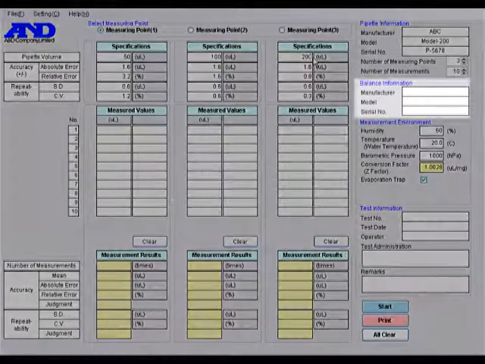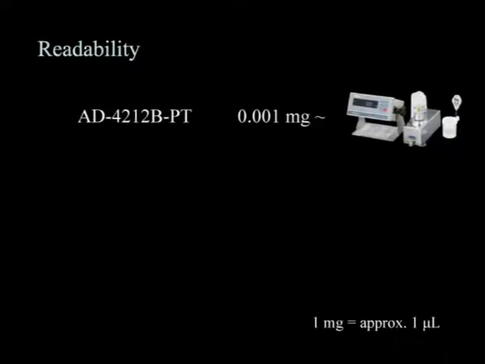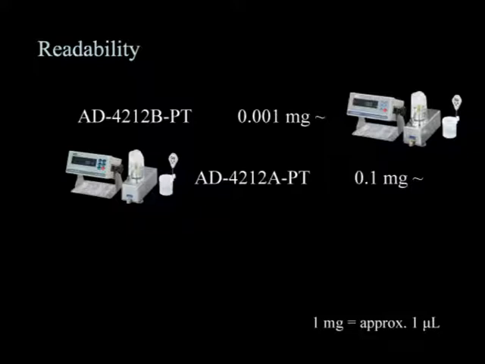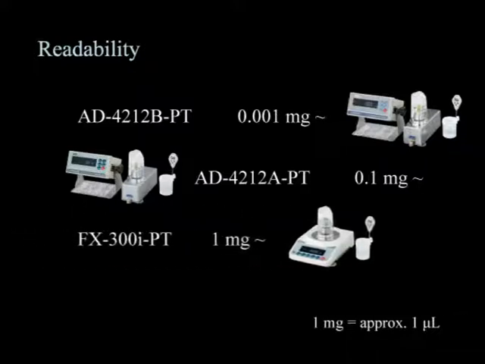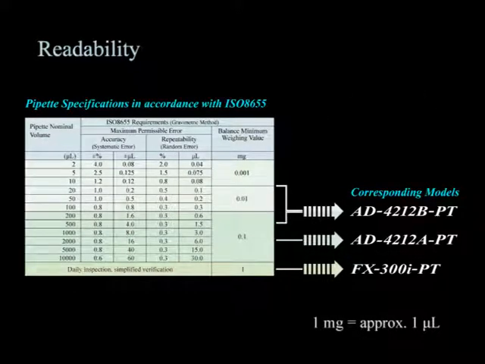The balance information is automatically entered once measurement starts. A&D offers 3 types of pipette accuracy testers, each including a balance with a different weighing resolution. The AD4212BPT with a readability of 0.001 milligram, the AD4212A-PT with a readability of 0.1 milligram, and the FX300I-PT with a readability of 1 milligram. Please select the one that best suits your required level of precision.